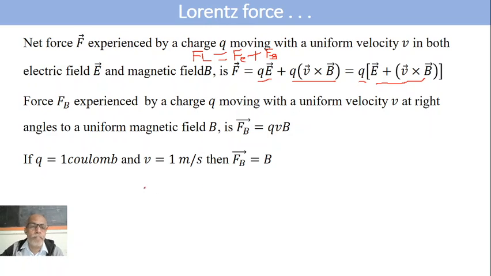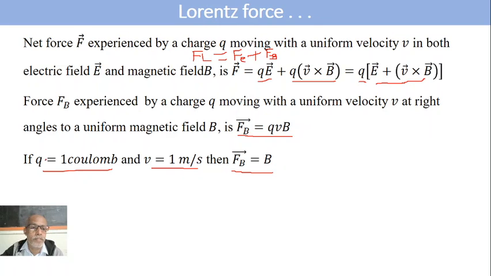Now, if the charge is moving at right angles to the magnetic field, then this is the maximum force experienced. Fb is the force experienced, which is given by QVB sin theta, where sin theta becomes equal to 1 because theta is 90 degrees. If in this expression I take Q equals 1 coulomb and V equal to 1 meter per second, then Fb is equal to B.